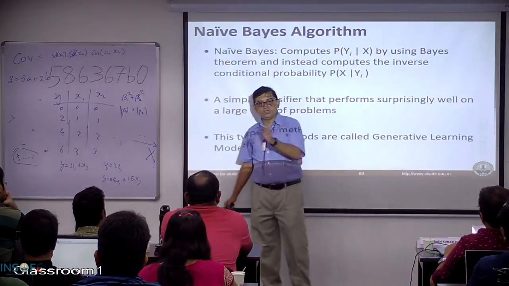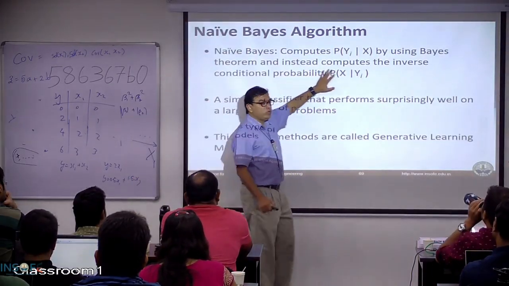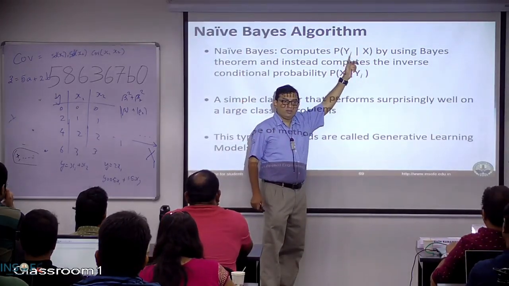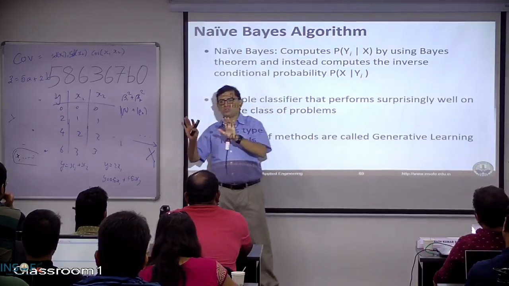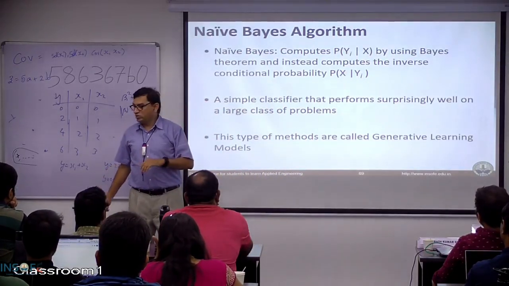These kinds of models are called generative learning models. The previous one was called discriminative models. These are called generative models. It looks like you're computing something that is completely different, but we know through Bayes rule that these two are related, and that's what we are going to do. At this point, it looks very abstract, I know, but it will be clear once we start doing an example.